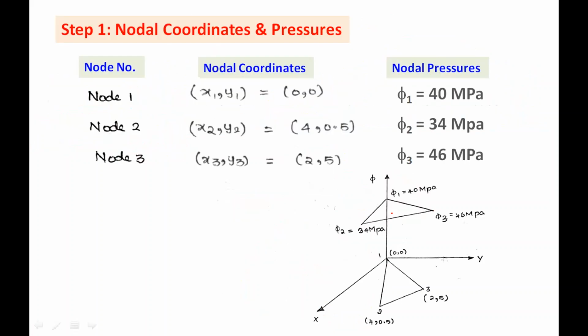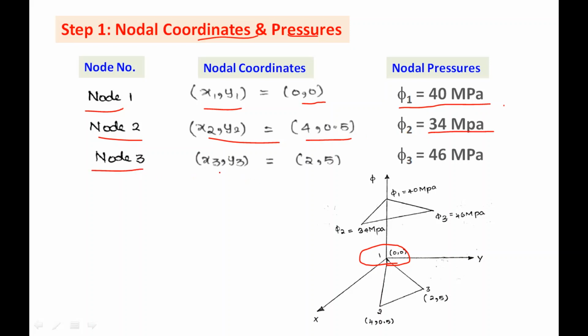So we will see the procedure. First we are writing the given data, nodal coordinates and nodal pressures. Node 1 we have x1, y1 = 0, 0 because it is starting from origin. The node 1 is at origin. Pressure at node 1 is 40 megapascal. Node 2, x2, y2 = 4, 0.5. Then pressure at node 2 is 34 megapascal. Node 3, x3, y3 = 2, 5 and pressure is 46 megapascal. So these are the given data.